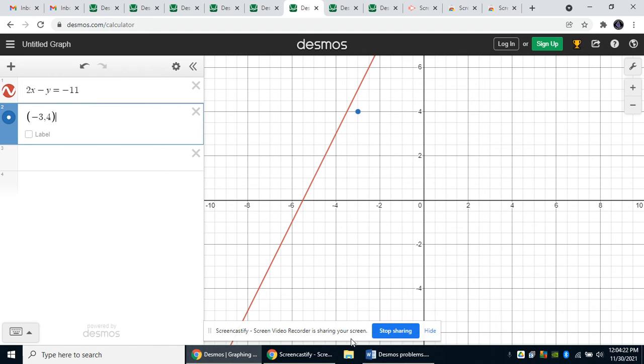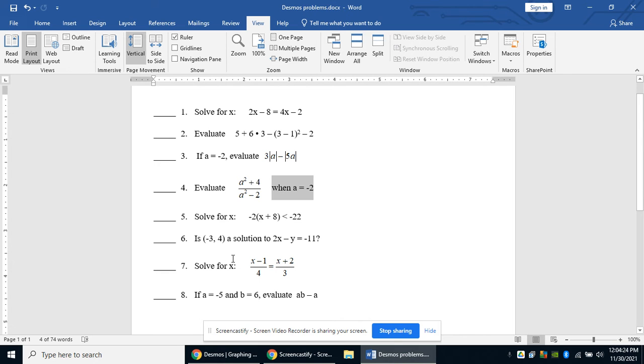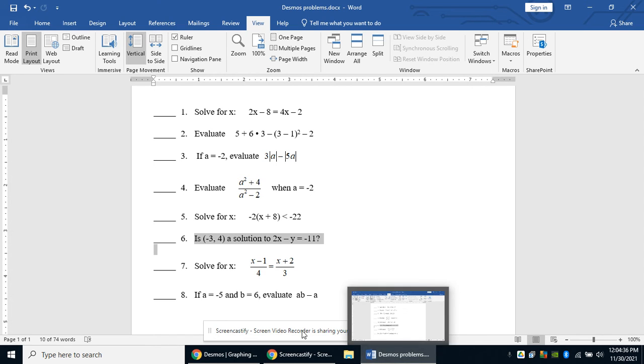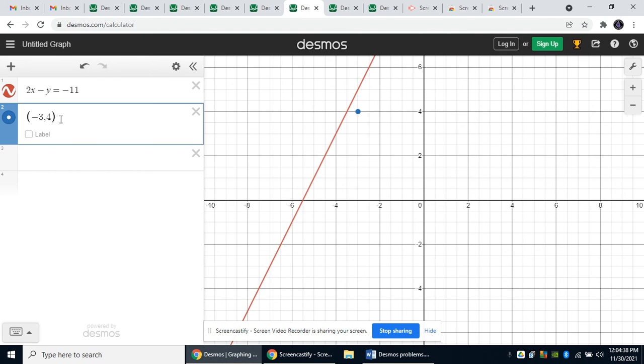The next one, the question here said, is -3, 4 a solution to 2x minus y equals -11. I want kids to be able to plug in -3 here and 4 here and see, does it land on that? Well, if we go to Desmos, we can simply type in the equation and then simply put a point. Is that point on that line? No. So therefore, -3, 4 is not.